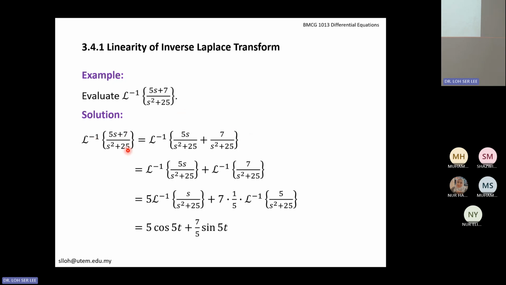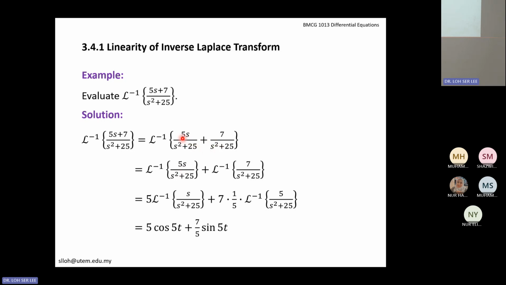For example, if you have a fraction function, something like this, when we do the inverse Laplace, we have to break this into 2. Why? Because your formula doesn't contain a function like this. If you look at the bottom function, this is for either cos or sine. But here, one is with s, another one without s. So we have to separate them because one is for cos, another for sine. That will lead you to different functions.